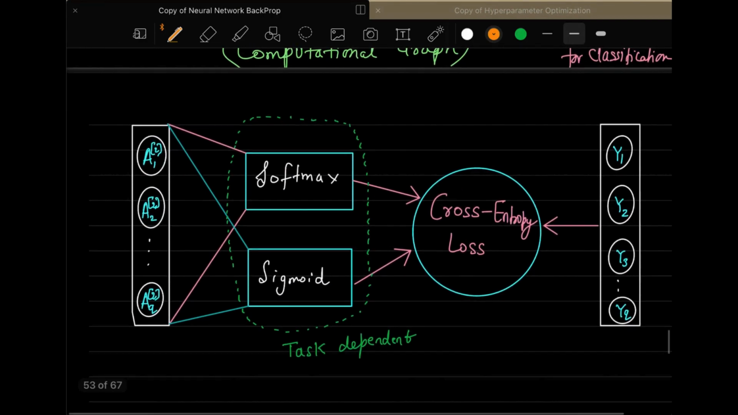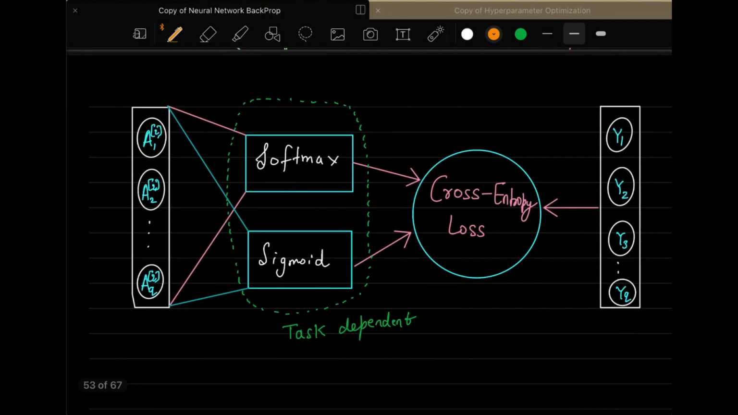So this is the particular block diagram that shows you basically what we will be using as a loss function, which is the cross entropy loss. But cross entropy loss has two different variants. So depending upon the situation, we will be using one of the two variants of cross entropy loss, which is given over here.